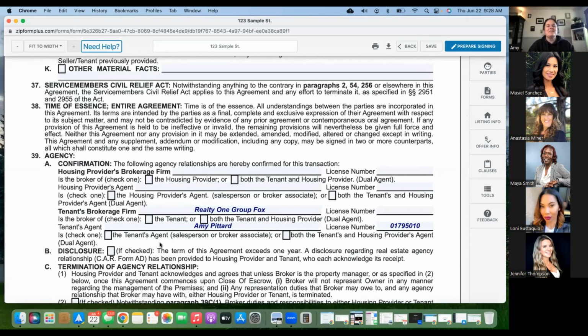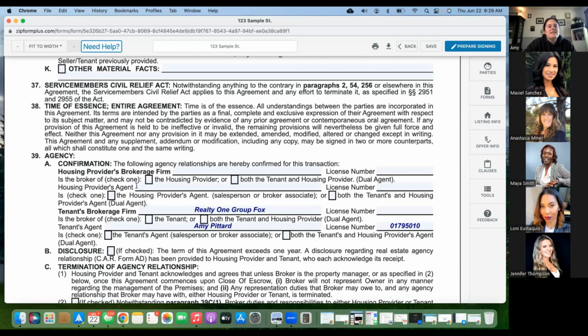37, Service Members Civil Relief Act. Notwithstanding anything to the contrary in paragraphs 25.4, 25.6, or elsewhere in this agreement, the Service Members Civil Relief Act applies to this agreement in any effort to terminate it as specified in 2951 and 2955 of the Act. So that just means that if there's a service member renting the property and they're getting restationed to a new base, they can break the lease early and it's not a breach of contract.